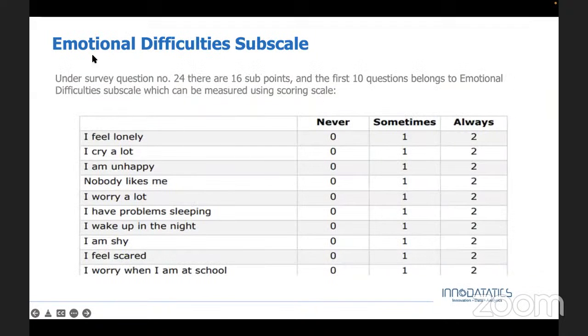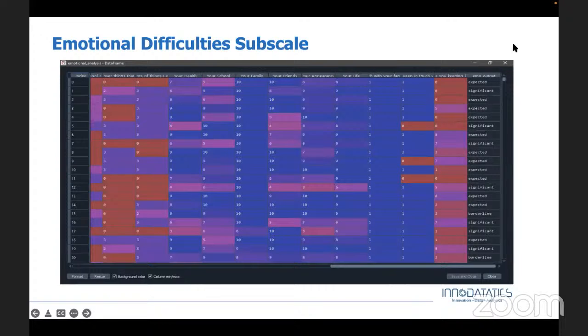So here, emotional difficulty subscale. Under survey question number 24, there were 60 questions altogether, right? Under survey question number 24, there are 16 subpoints. Out of that, the first 10 questions belong to the emotional difficulty subscale, which can be measured using the scores like this. And this is how the data would appear. Here you have the output variable: expected, significant, borderline, and so on.